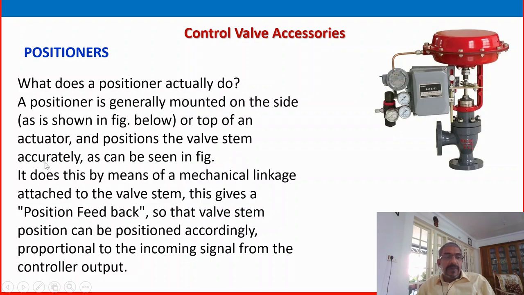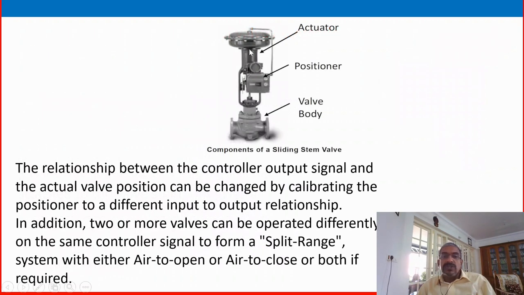It positions the valve stem accurately, as can be seen in the figure. It does this by means of a mechanical linkage attached to the valve stem. This gives a position feedback so that the valve stem can be positioned proportional to the incoming signal from the control output. So this is the positioner: how it works and what the importance of the positioner is in this final control element and this control system. The actuator is there, the positioner is there, the valve body is there. So that is clear.